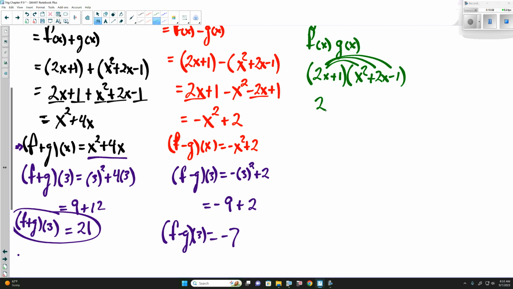2x times x squared is 2x cubed. 2x times 2x is plus 4x squared. And lastly, 2x times negative 1 is negative 2x. Nothing new. Would y'all agree?